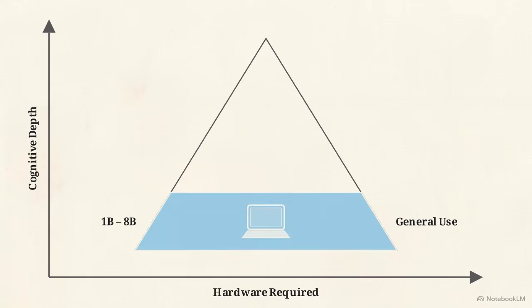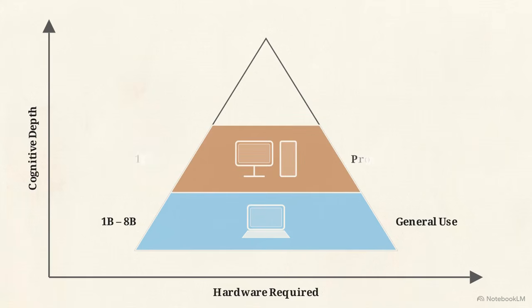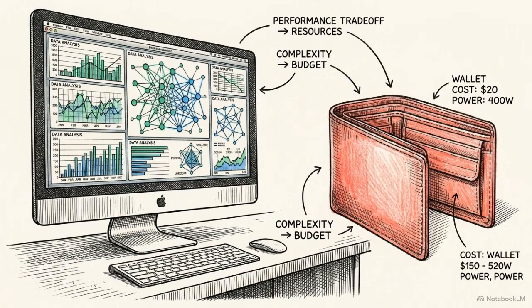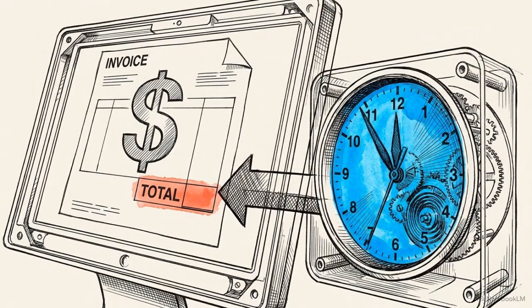The base tier, ranging from 1B to 8B parameters, handles general-purpose tasks. These models are designed to run on the standard laptops and PCs most users already own. The 13B to 34B range provides professional-grade logic, but it requires a high-end workstation with a dedicated graphics card and significant video RAM. At the peak, models with 70 billion parameters and above offer expert-level analysis. Operating these requires industrial-grade server clusters. Climbing this pyramid improves the model's intelligence, but it forces a trade. You will see slower response times and much higher hardware costs.